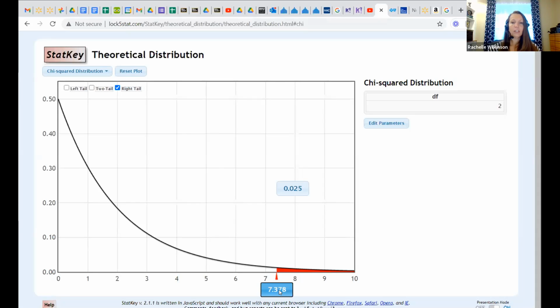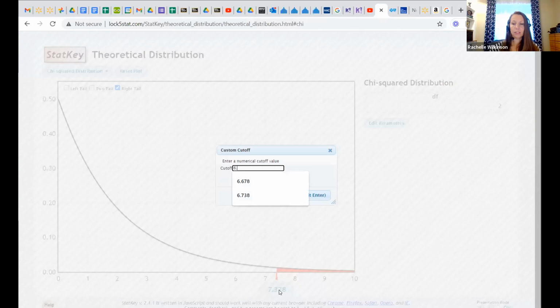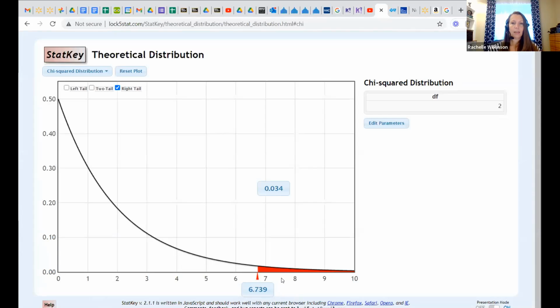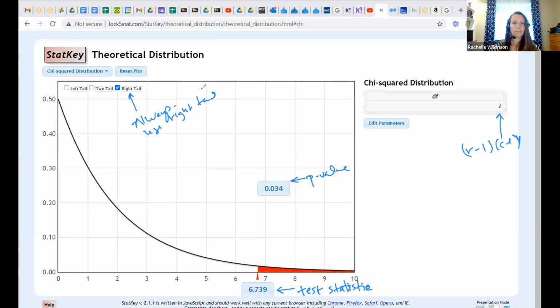So you click on right tail, and you put your test statistic in this bottom box here, 6.739. When you do that, this floating box is your p-value. I'll just arrow to what those are. This one is our test statistic. This one is our p-value. The degrees of freedom here came from the number of rows minus 1 times the number of columns minus 1, and we're always going to use right tail for a chi-square.